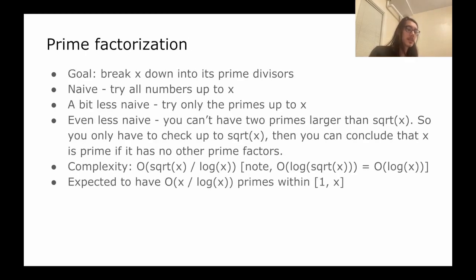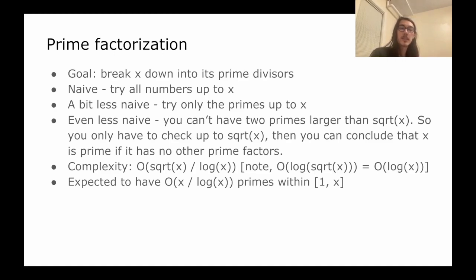We're going to start with prime factorization and the algorithms for it. The goal is to break x down into its prime divisors. The first approach is naive: you try all the numbers and see what divides it. When you find a number that divides it, you divide x by that and keep trying numbers. A bit less naive is to only try the primes, which you can pre-compute beforehand, but it only helps by a log factor.